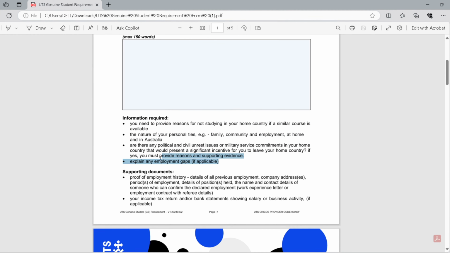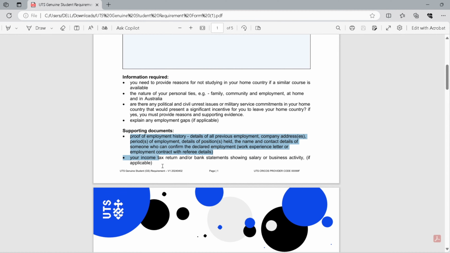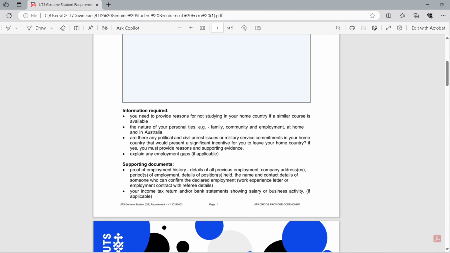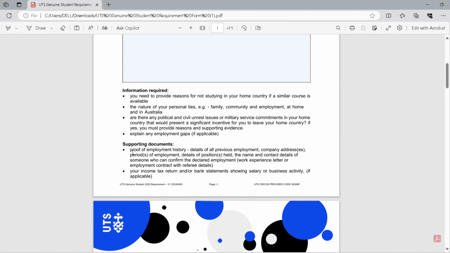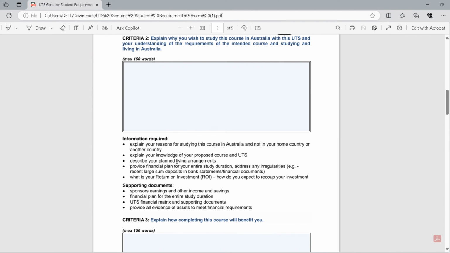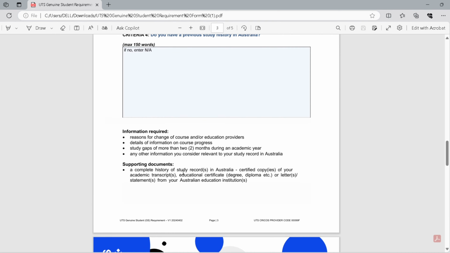criteria, like the hint, or you can say the answers, that you need to provide, like what information you need to provide for that, and you also have to provide the supporting documents for the same. As you can see, for this, the current circumstances, including ties to your family, community, employment, economic circumstances. These are the details that you need to provide in your answer, and these are the supporting documents you need to provide. Similarly, we have around 7 questions in total. As you can see, criteria 2, information required, supporting documents. The same is for the others.